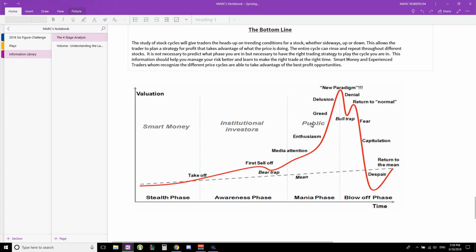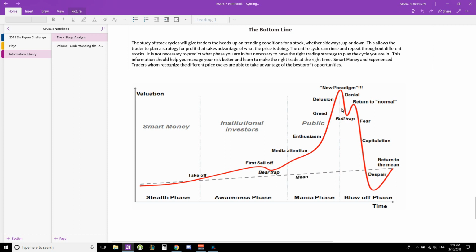And then it turns into greed, and then it turns into delusion as you reach the top, and then there's a new paradigm, right? And then the stock drops on them. And now a lot of amateur traders are in denial because they thought they bought in at this great price, and then all of a sudden it dropped on them, and they're in denial that they're at a loss, and they don't want to accept that they're at a loss.